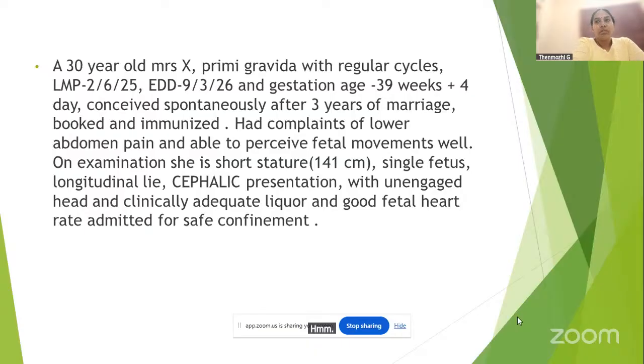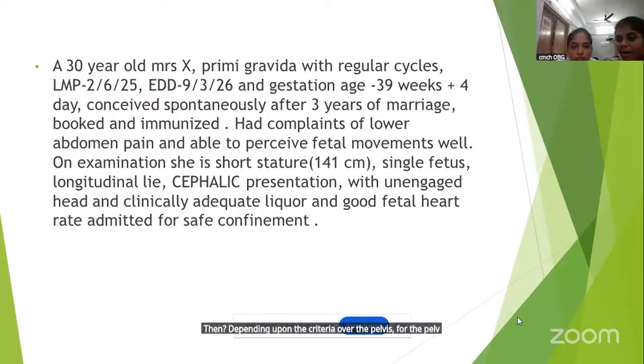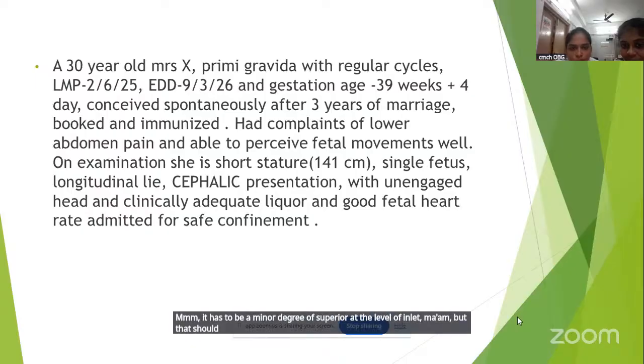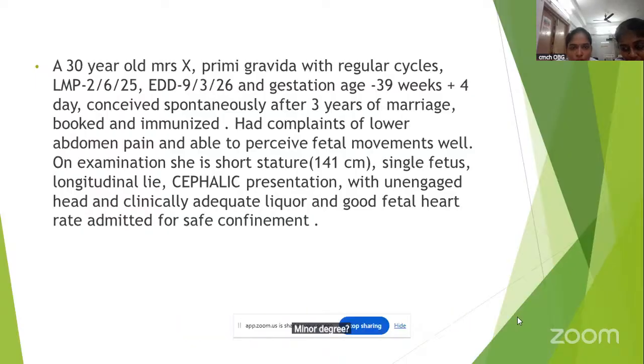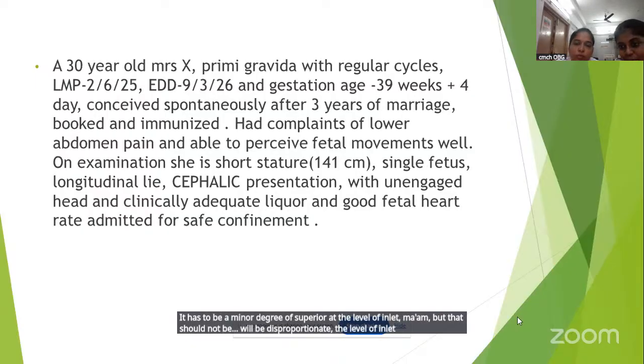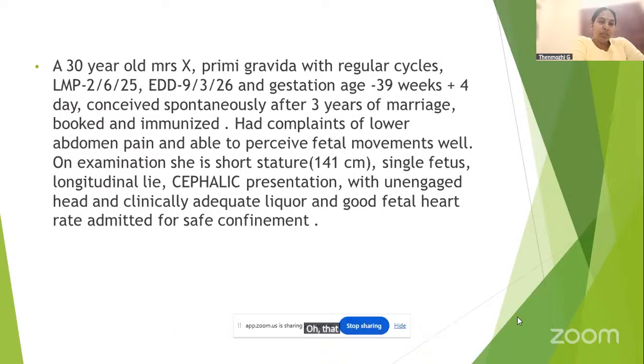Okay. Then, depending upon the criteria for the pelvis. Ma'am, it can be a minor degree of CPD at the level of the inlet, but there should not be any CPD at the level of mid cavity and outlet, ma'am. So there should not be any outlet or mid cavity contraction. That has to be excluded.